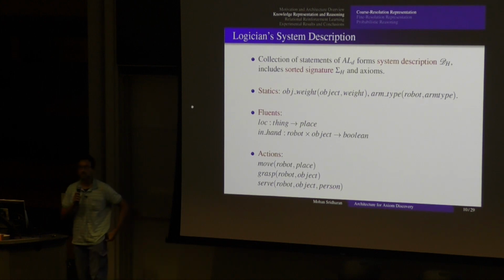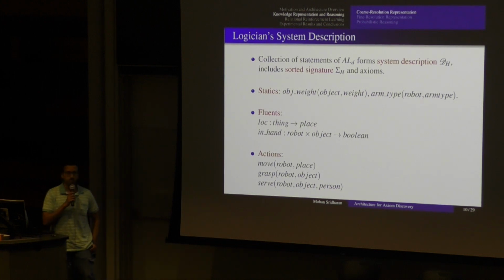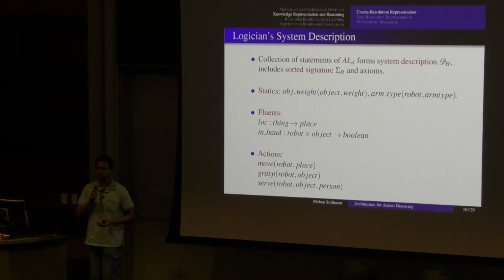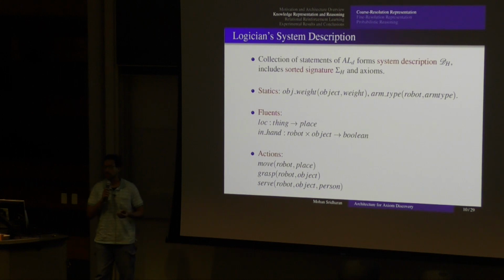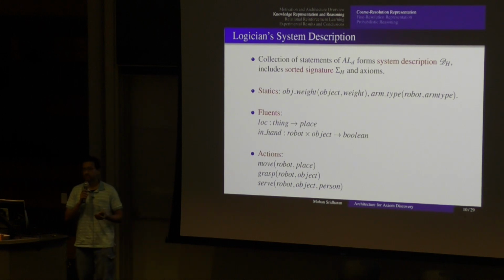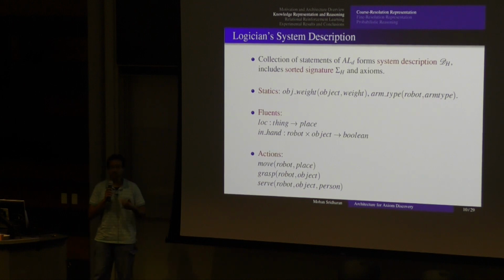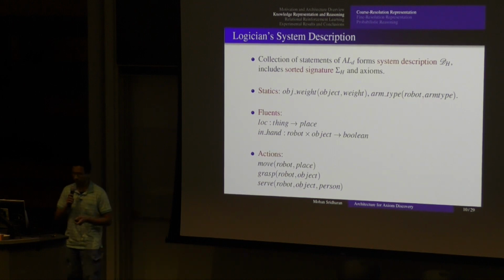So let's go directly to that, and let's ask what does the logician's description of the world look like? The logician's system description has a collection of statements in ALD, and this consists of a sorted signature, basic vocabulary items, and axioms which describe the dynamics using these vocabulary items. So statics could be things like the weight of the object, the type of the arm. Fluents could be things like the location of a thing, which is a place, or whether the robot has a particular object in hand. And similarly, you can have a variety of different actions. And now we use them to construct your axioms, right?